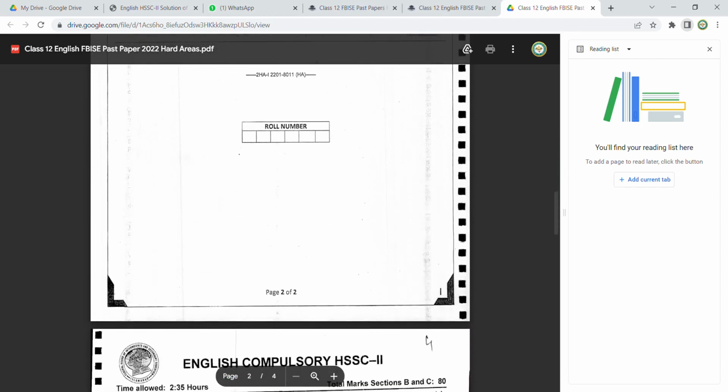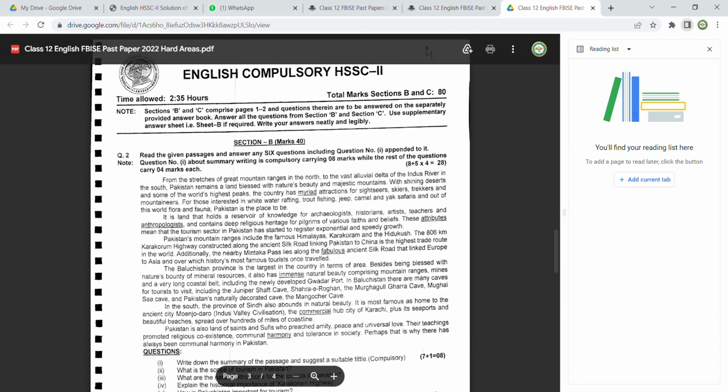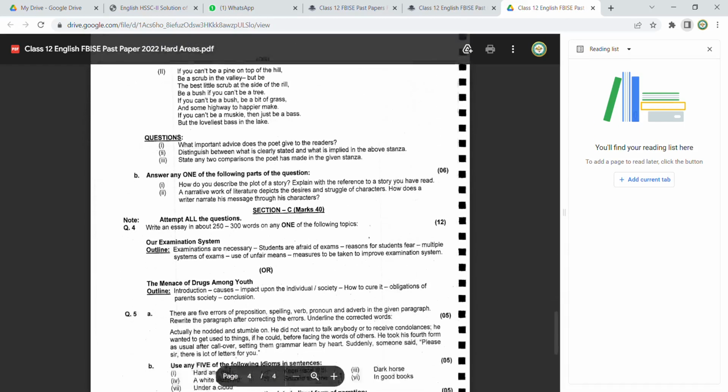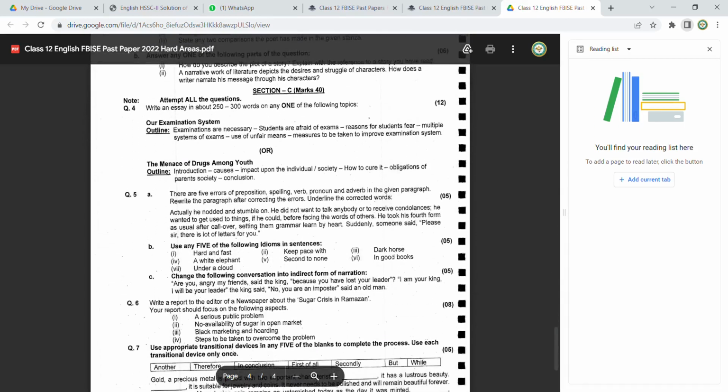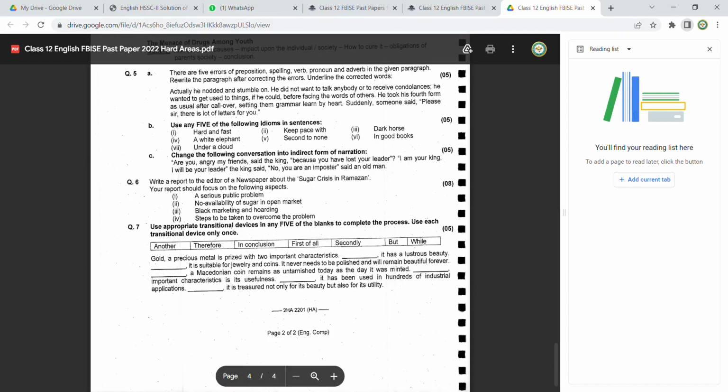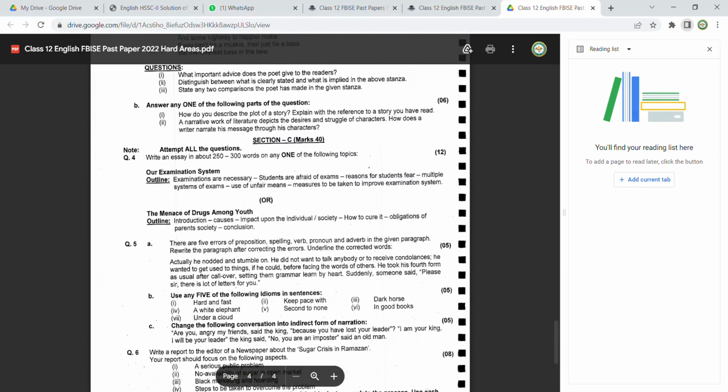Section B contains 40 marks, and these 40 marks are to be attained from your textbook. Section C consists of your grammar portion and your self-writing based paper. So these are the 3 basic sections of your paper. Now let's discuss the paper in detail.